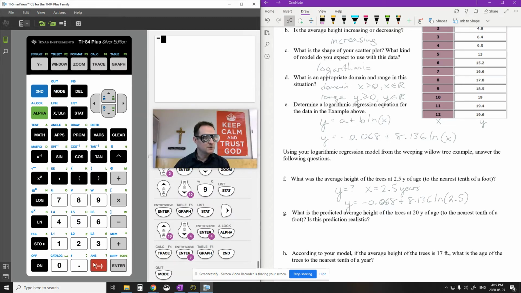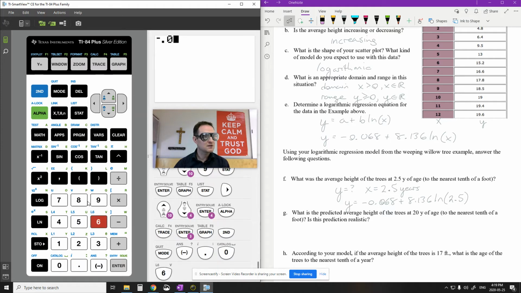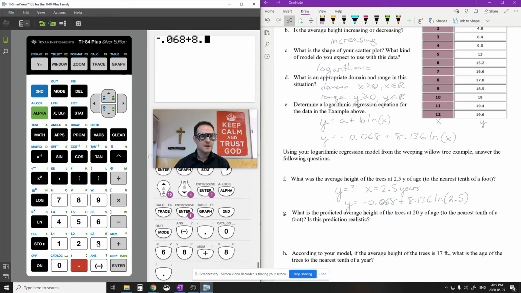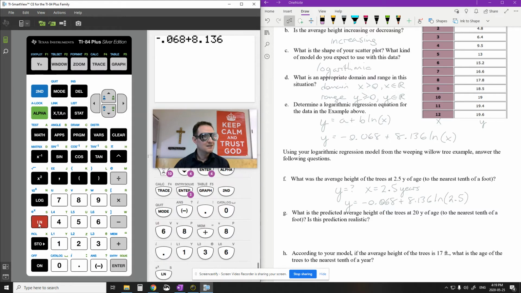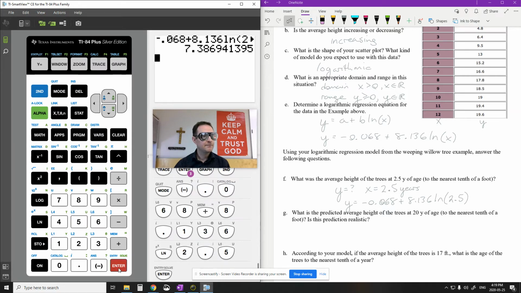I'm going to do it by the graph as well. The graph will give us a little bit more precise answers because I'm not rounding. I'm going to do it both ways. Why not? 8.316. That's not a 1, that's an ln. ln 2.5. Cool. Okay. So I get 7.3. How many to the nearest tenth of a foot? 7.4 feet. Okay. Let's go back to the graph here and double check that.